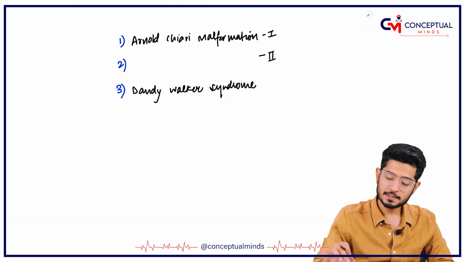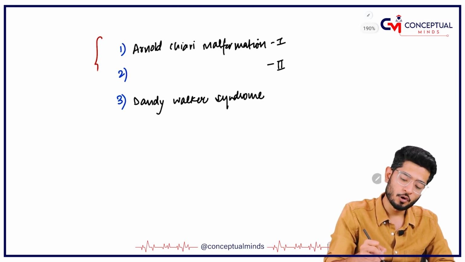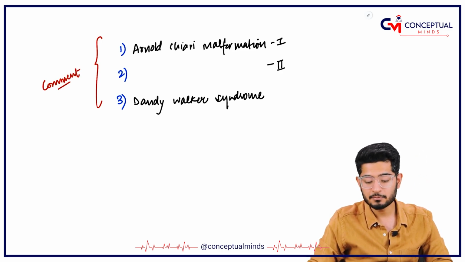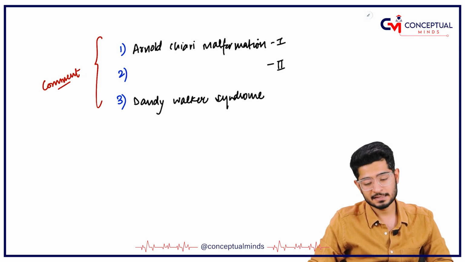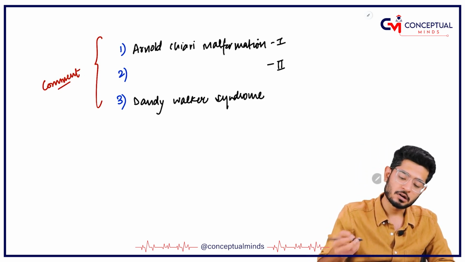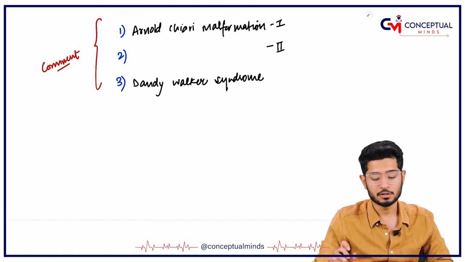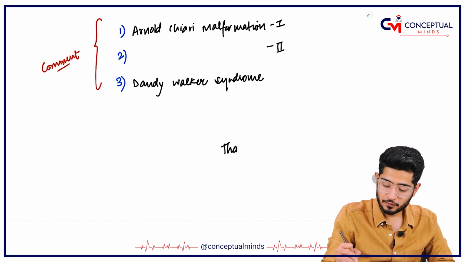Okay, so this is it, and this is your homework. What you have to do, you have to just open any textbook of pediatrics that you are reading, and just let me know in one sentence each, what is Arnold-Chiari malformation 1, 2, and what is Dandy-Walker syndrome. So this is it for this lecture.